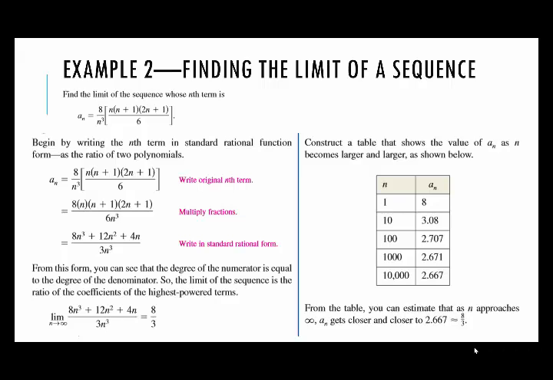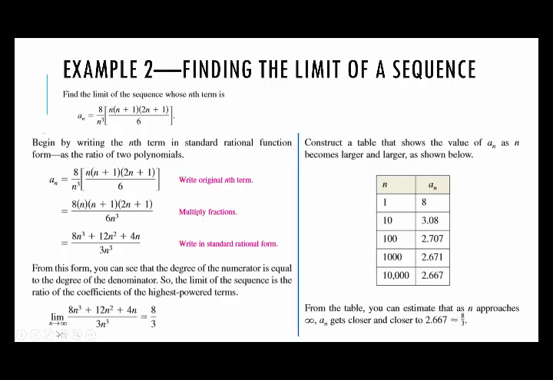On the right, we show you a numerical version of doing this. The first term is 8. The 10th term, 3.08. 100th term, 2.707. 1,000th term, 2.671. The 10,000th term, 2.667. As you can see from this one, as n approaches infinity, this is getting closer and closer to 2.667, which is in fact 8 over 3.